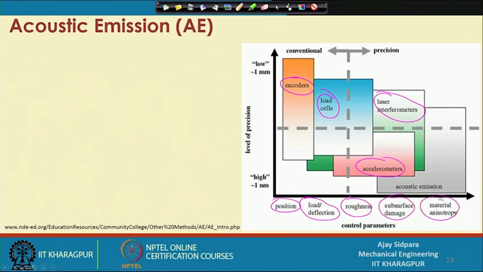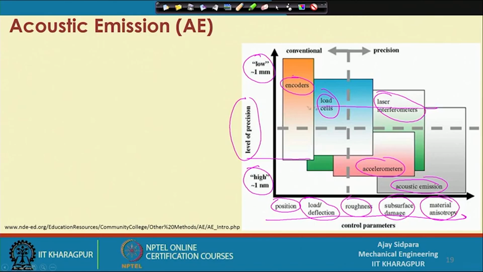For subsurface damage and material anisotropy, we are going down and down into smaller and smaller components. If you want to measure at a very micro scale or submicron scale, then we have to use acoustic emission. This is the level of precision. When you are talking about millimeter up to a certain level, we know that up to a submicron level we can use an encoder for measuring the position of the different parts. But when you are talking about the nanometer level, most of the time acoustic emission sensors are very useful.